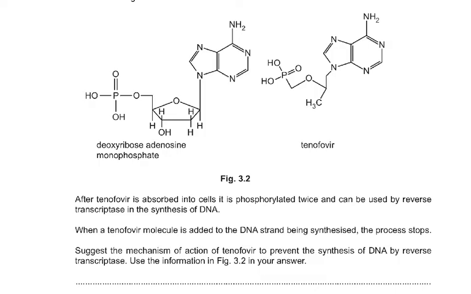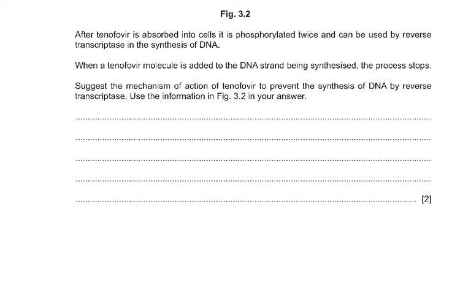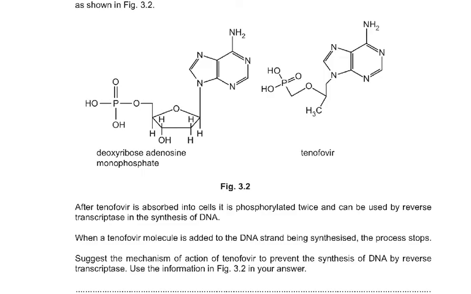Suggest the mechanism of action of tenofovir to prevent the synthesis of DNA by reverse transcriptase, using the information in figure 3.2 to get to your answer. Now, what could have happened? Why is that enzyme being inhibited? We've got to really figure this out and know our chapter on enzymes. The first and most obvious thing that should have been with you is that tenofovir competes with the dATP for the active site. Tenofovir competes with the dATP.